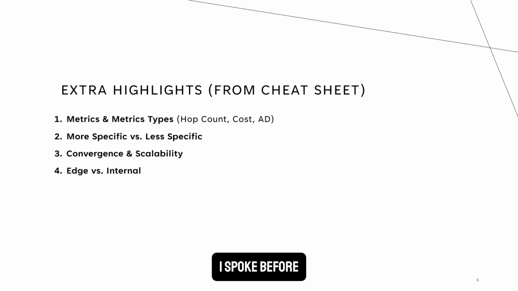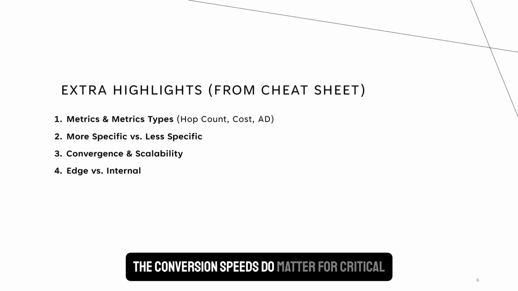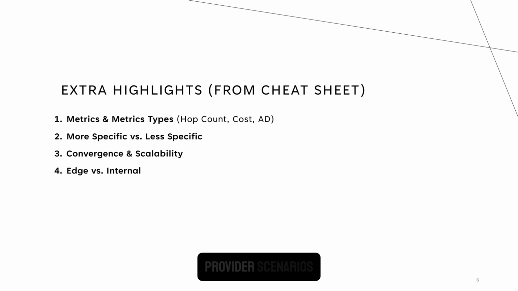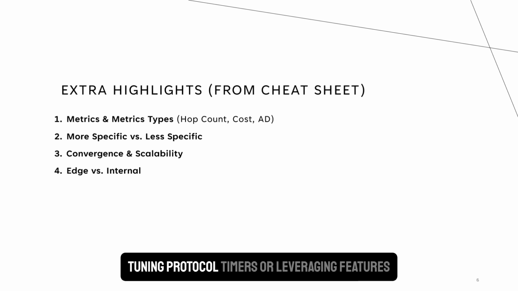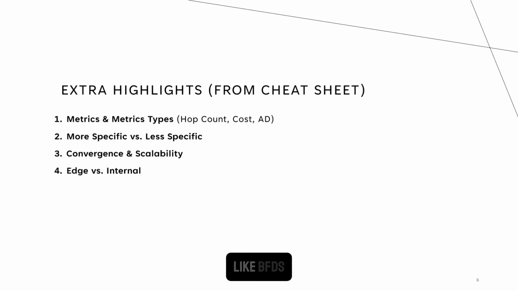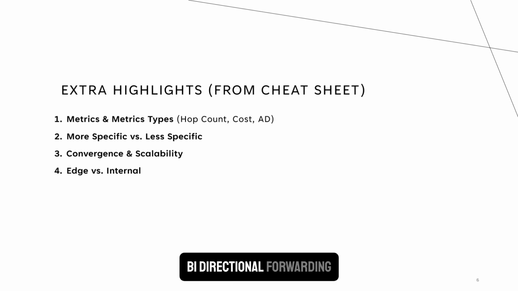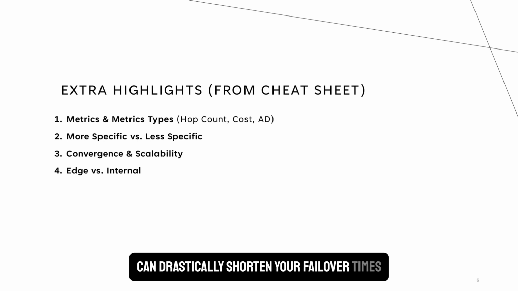As I spoke about before, convergence speeds do matter. For critical networks, sub-second or even microsecond convergence can be important, especially in financial or service provider scenarios. So tuning protocol timers or leveraging features like BFD, bidirectional forwarding detection, which works with BGP, by the way, can drastically shorten your failover times.